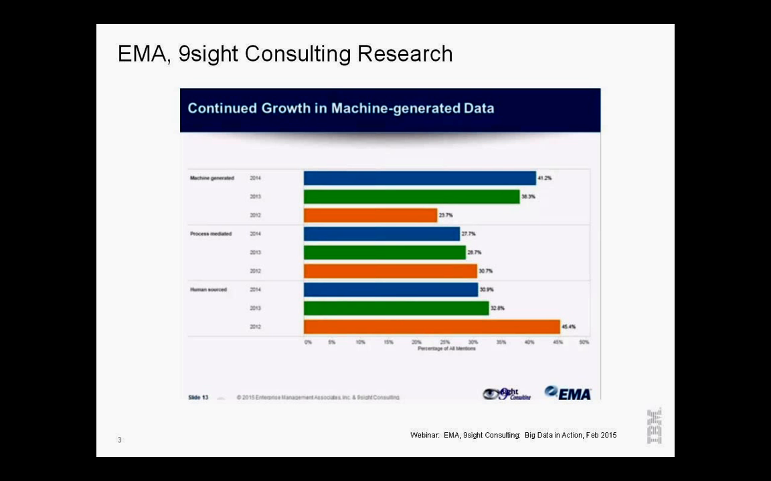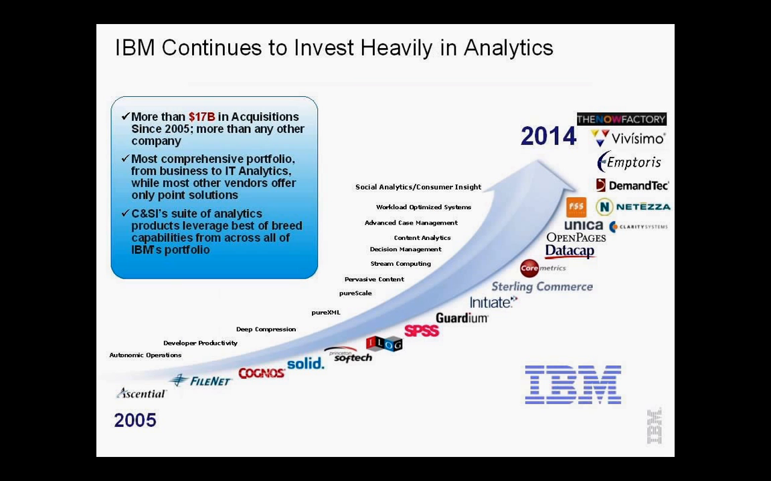So from IBM's perspective, of course, this is a major bet, one of the 5 major bets that IBM is making across the technology domain, and we've made more than $17 billion in acquisitions alone. That doesn't include organic in-house development. That is in acquisitions since 2005 in the analytics domain.